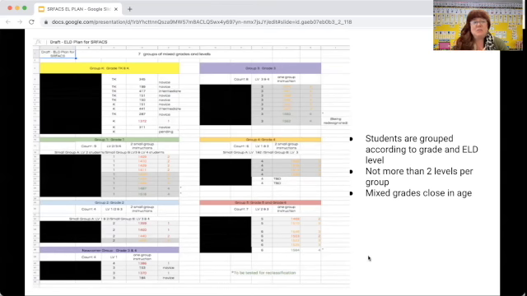Each group has not more than 2 levels in it, and not more than 2 grades. And we try to keep students close to the grade. So you can see there's a 5th and 6th grade group together. TK and K kids are grouped together. We have one group that's a newcomers group. These are students in 3rd and 4th grade who are brand new to English. And their needs are very different than 3rd and 4th graders who may have been here throughout their schooling.